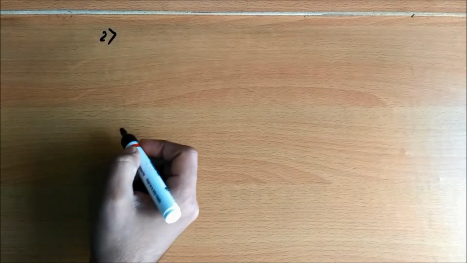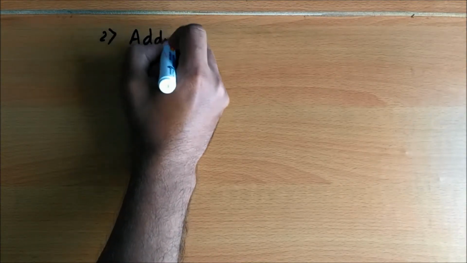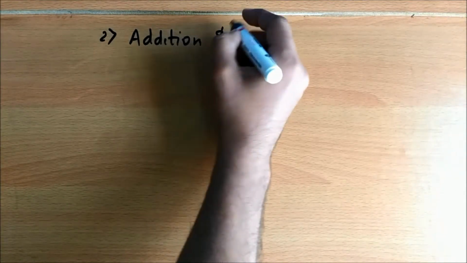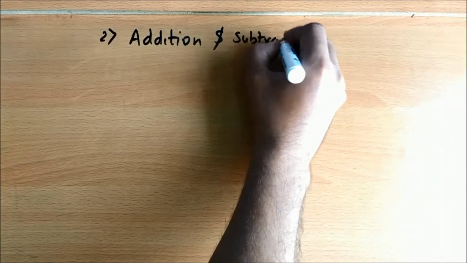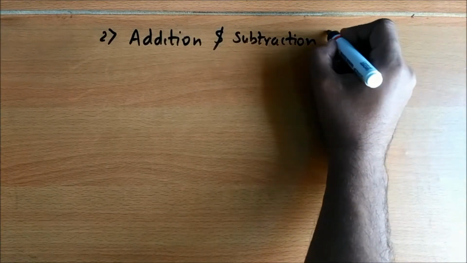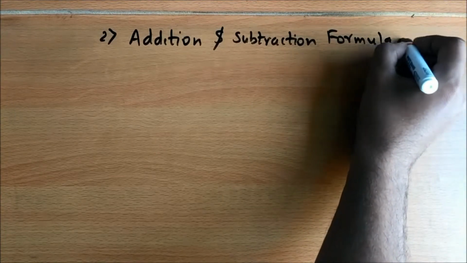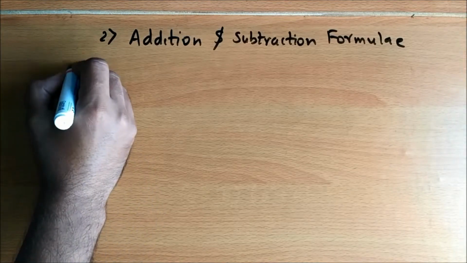Hi, welcome back. Today we are going to discuss the second set of trigonometric formulae, which are the addition and subtraction formulae. Yes, you heard it right, the addition and subtraction formulae. One of the most important formulae in trigonometry. Now, in this group, we have a total of 6 formulae. So let's begin with the first one from the lot.